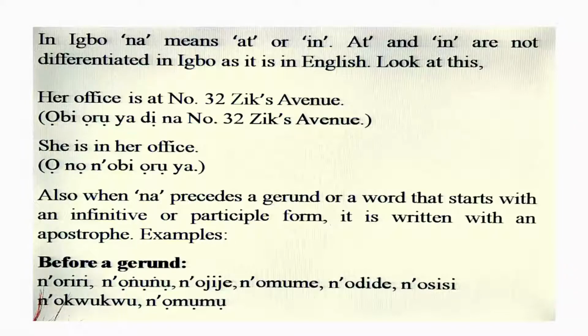Now, I've said this before that in Igbo, na could mean at or in. They are not differentiated in Igbo as it is in English. Now, let's look at this. Her office is at number 326 Avenue. Obioru ya dị na number 326 Avenue. She is in her office. Ọ nọ n'Obioru ya. You see that here we have na and we have na. There is no difference. The only difference is that this na precedes a word that starts with a consonant, while this one precedes a word that starts with a vowel. So we remove the a and we put an apostrophe. Do you understand that? All right.